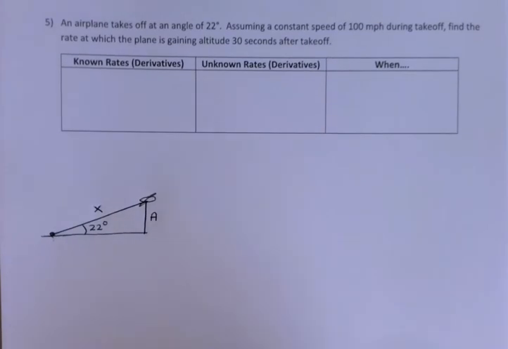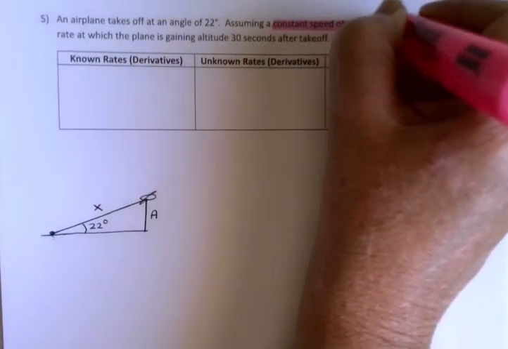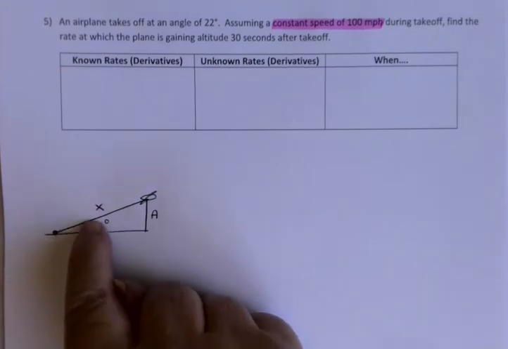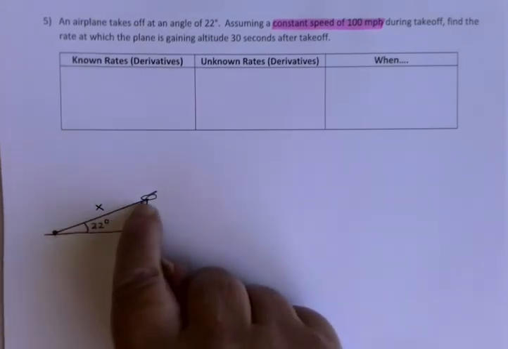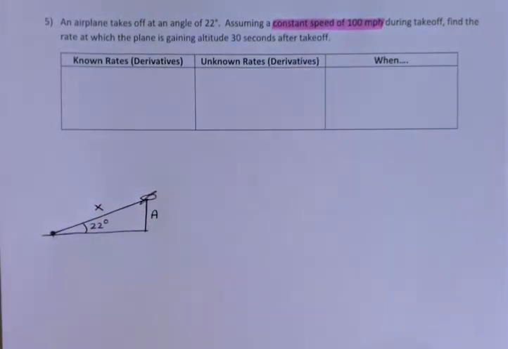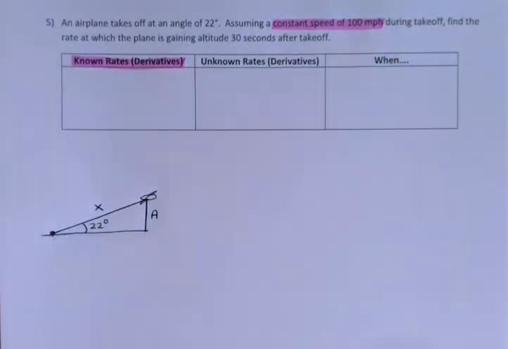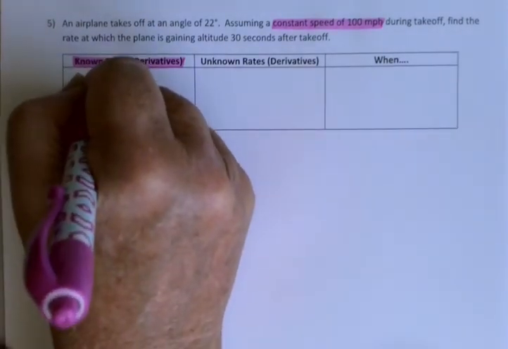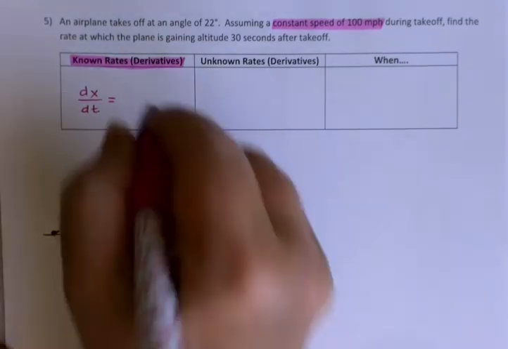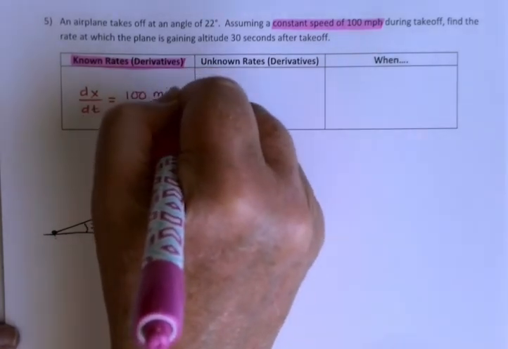So our known rate is a little bit hidden this time, but it's there. It's the constant speed of 100 miles per hour. X is the position or the distance that the plane flew, right? So the speed would be the derivative of x. My known rate is going to be dx dt. And as the plane leaves, it's going to get bigger, so that would be a positive 100 miles per hour.